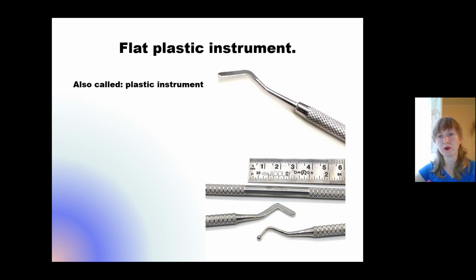And now we move on with instruments that are used for restoration of caries cavities. The first one is the flat plastic instrument, or ball-ended instrument, or plastic instrument. Ball-ended because it has a ball on the other end of the instrument, and here it is flat.